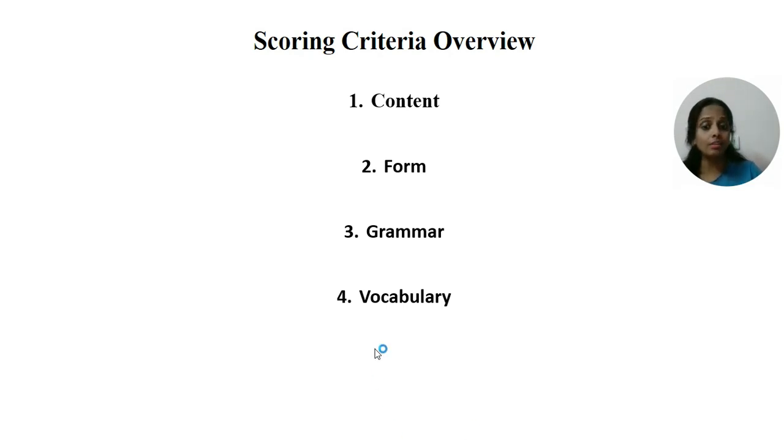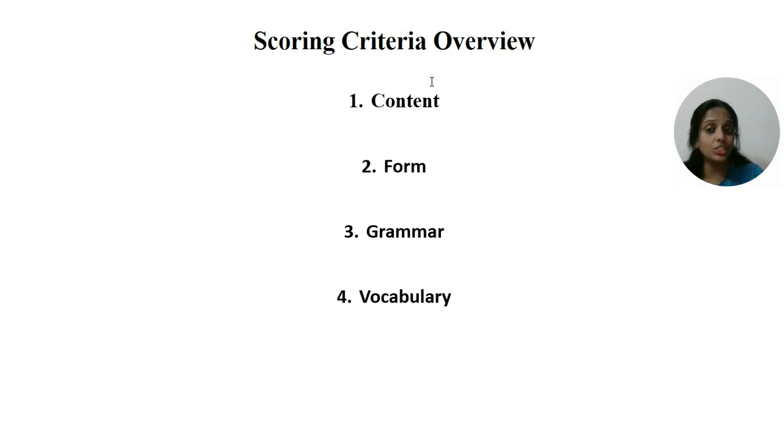And the fourth one, finally, vocabulary. The appropriate use of words that align with the passage content is crucial. Using familiar, well-understood words can help you avoid losing points due to inappropriate or unclear language.